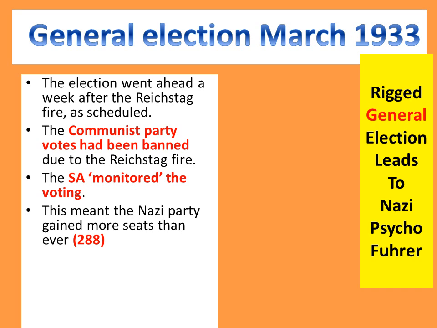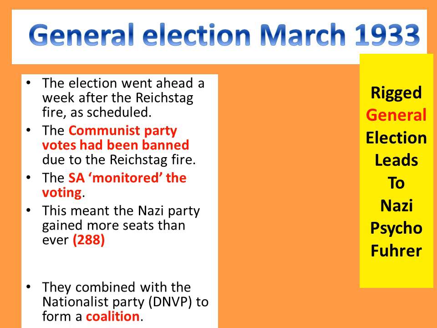So all the stuff that's in red, by the way, just remember, is stuff that's very useful to get yourself a C grade and above. So try and remember these key facts. The Communist Party votes have been banned, the SA monitor the voting, which obviously means that they basically bully people, and 288 seats is the greatest amount of seats the Nazi Party have had.